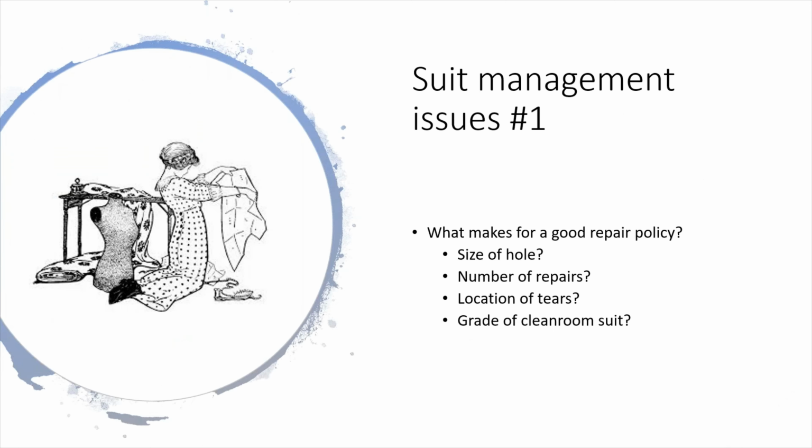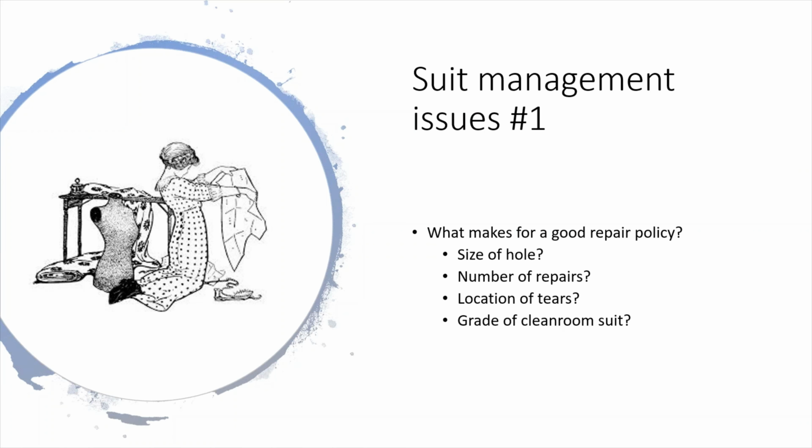There are also some important suit management issues to consider. So, for example, with repairs, we need to know what makes for a good repair policy. Do you have a repair policy in your facility? Some facilities may say no repairs at all, the gown must be destroyed. Others might have something around the size of the hole. So they might say a hole no larger than the diameter of a 5-pence piece can be repaired. Anything larger leads to gown rejection, for example.